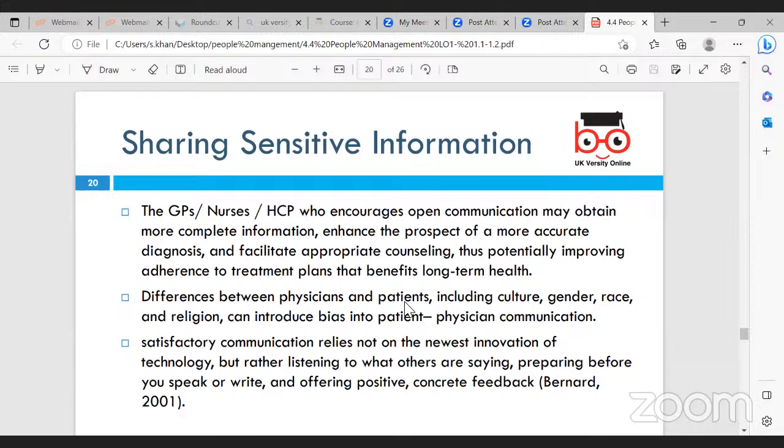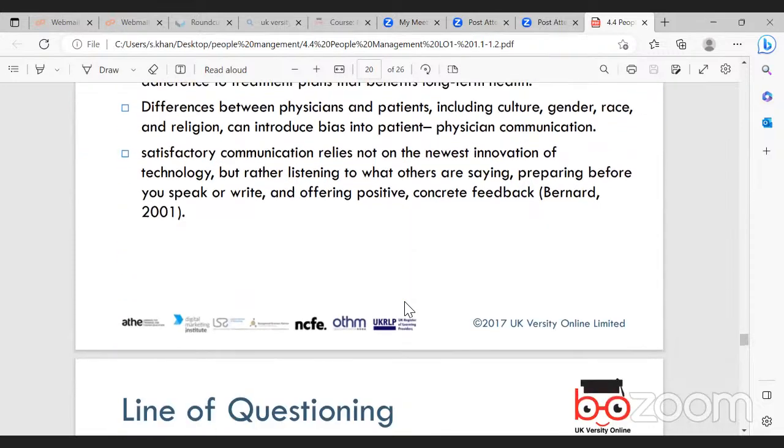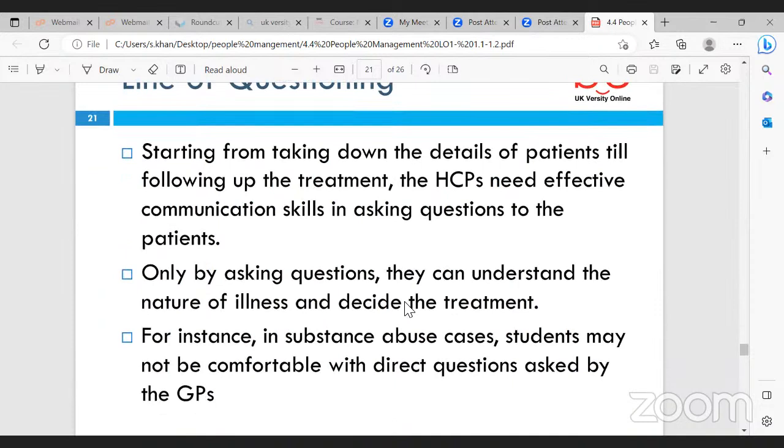Satisfactory communication relies not on the newest innovation of technology, but rather listening to what others are saying, preparing before you speak or write, and offering positive, concrete feedback, which was identified by Bernard, 2001. Line of questioning, starting from taking down the details of a patient till the following up of the treatment. The healthcare professionals need effective communication skills in asking questions to the patients. Only by asking questions can they understand the nature of illness and decide the treatment.